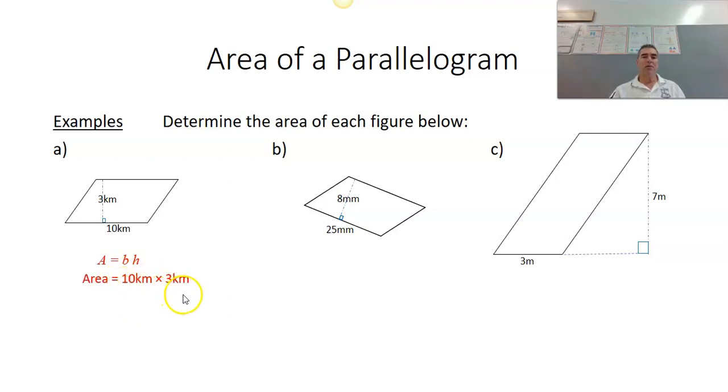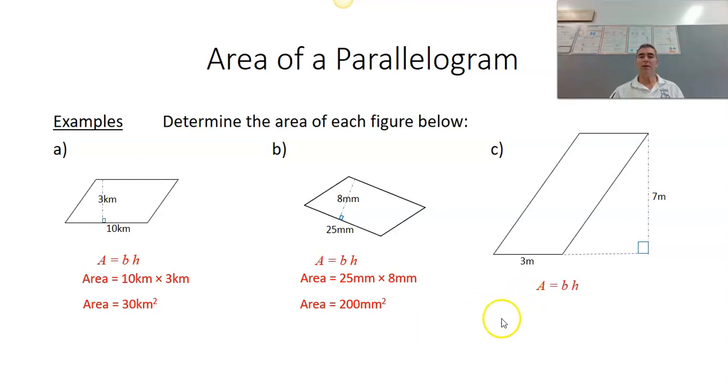So 10 kilometers times 3 kilometers, so we substitute in our base and our height, and we get an area of 30 kilometers squared. For our second one, again, let's write the rule, substitute in our base and our height, and do our calculation. So the area of that particular parallelogram is 200 millimeters squared. And our final one, again, write the rule, substitute in our base and our height, and do our calculation.